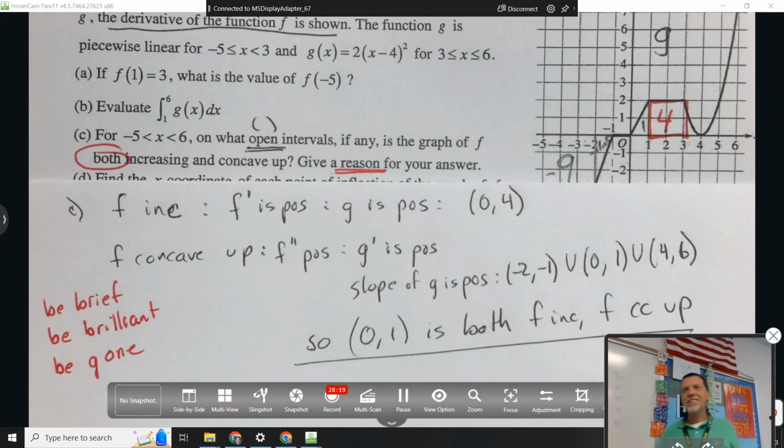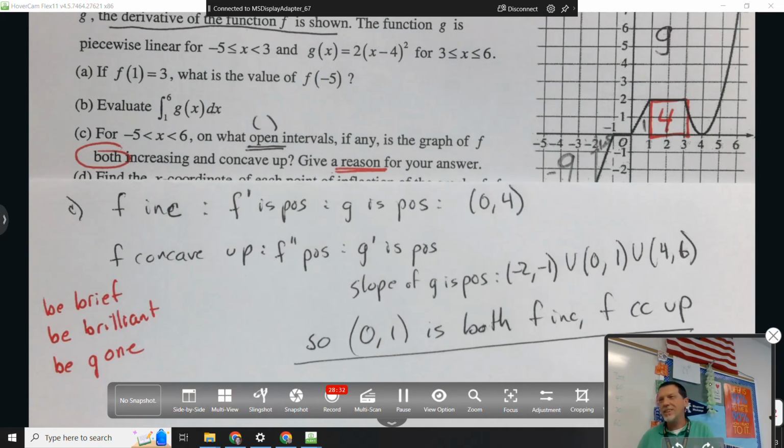Don't linger. Right? It's like, get your answer down concisely, be accurate, and then move on. You don't have to spend time explaining to me that f prime is positive. I don't need all that. Tell me what the question asks and move on. I don't want a paragraph. They don't want a paragraph. They want a good, concise calculus answer.